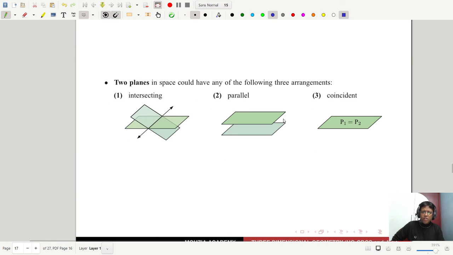So these are the three diagrams actually. Number one is the intersecting planes. That means two planes will intersect, and this is the line of intersection. This both-side arrow will give you the line of intersection. If two planes intersect, a line is formed. That line is called the line of intersection of the planes. And number two is the parallel planes, and number three is the coincident planes. Two planes actually coincide.